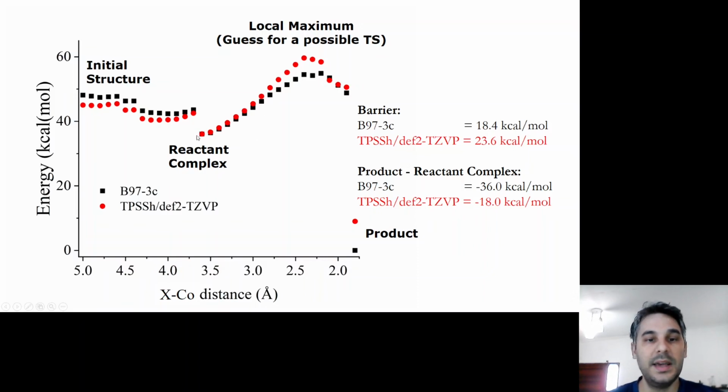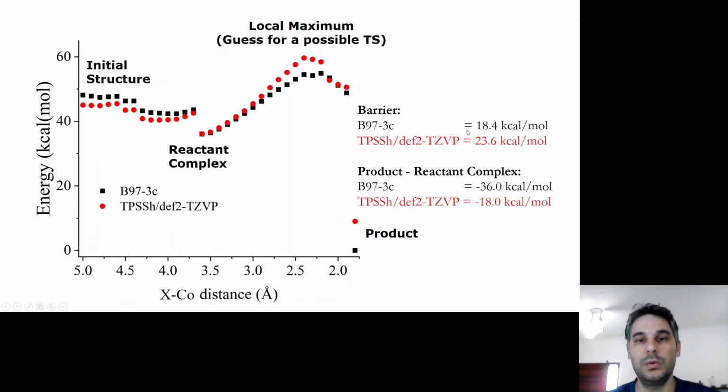And we see that the energies are similar. I normalized both energies so that they have the same value at the reactant complex. Remember that in chemistry we are only interested in energy differences. And you can see here that the barrier calculated by the more expensive method, TPSSH, def2-TZVP, is different from the barrier with the B97-3c method. But also, the energies of the products minus the energies of the reactants are different. So we can see here that we obtain different values.